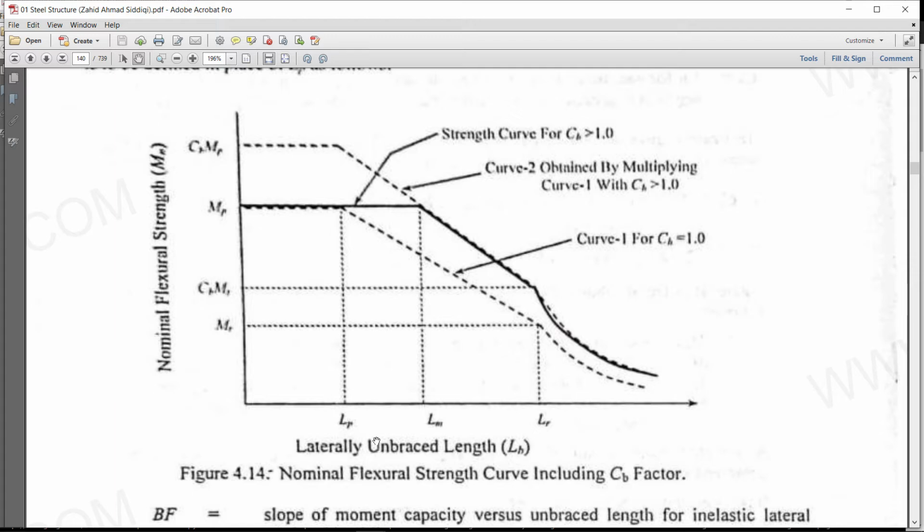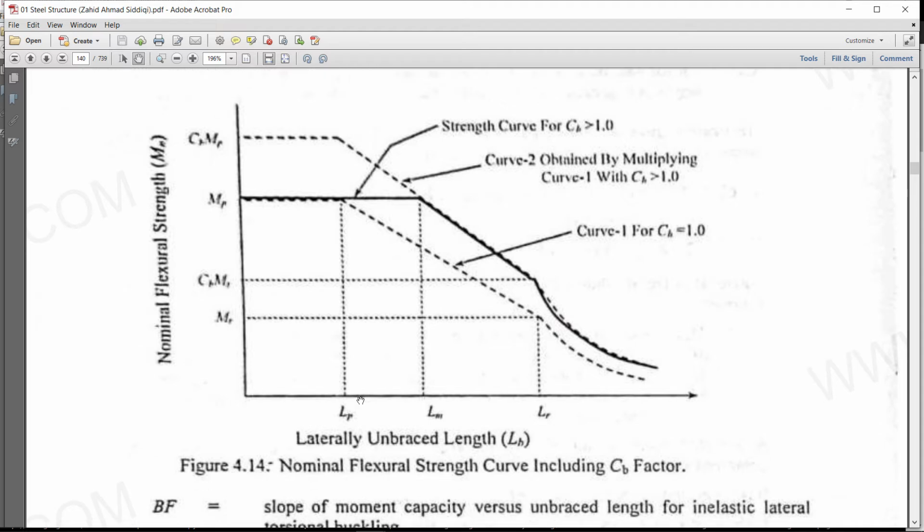Now if our unbraced length is less than LM, then our section will fully plastify, and if it goes greater than LM and less than LR, it will go for inelastic buckling, and if it's greater than LR, then it goes for elastic buckling. So in each case, how will we calculate the moment capacity of this section?